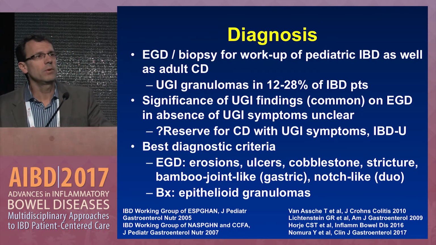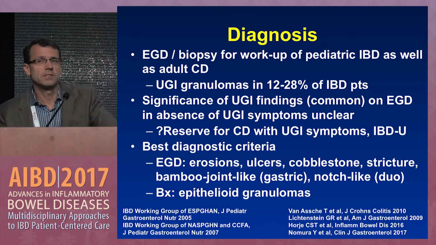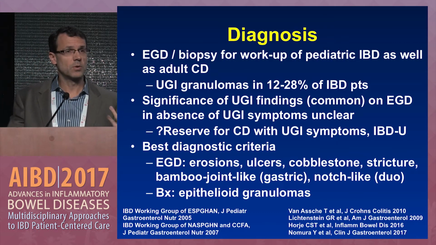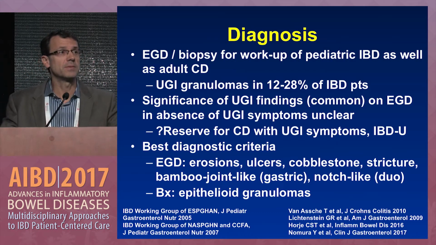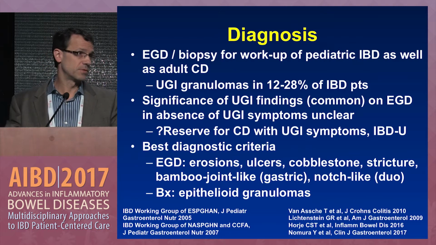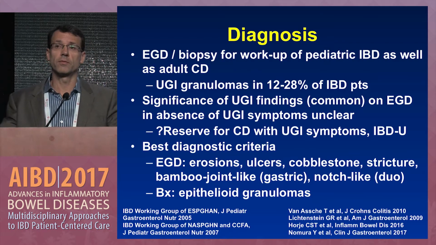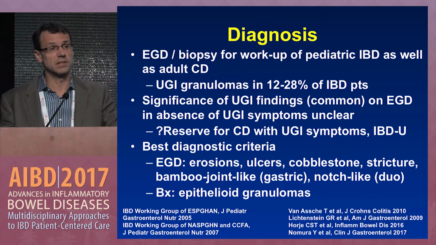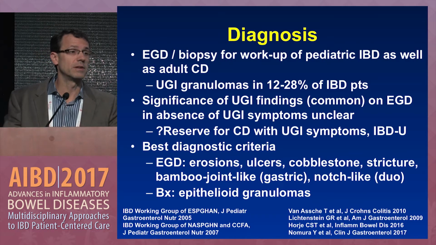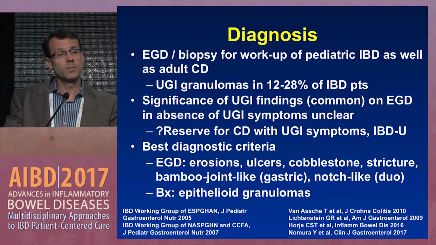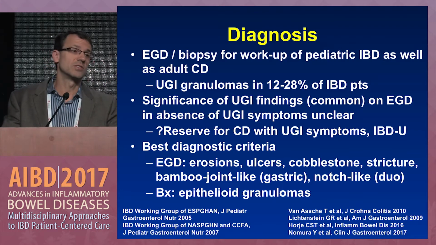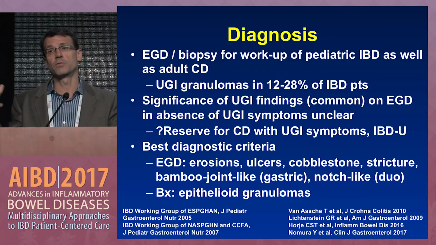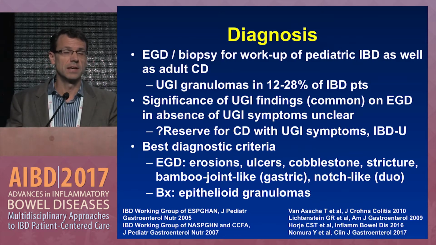So then, how do we diagnose Crohn's disease of the stomach and duodenum, which can be a little bit tricky? So first of all, I just want to mention that upper endoscopy with biopsy is recommended by some societies for the workup of all IBD in pediatrics or the workup of all Crohn's disease in adults. The reason being that you can identify upper GI granulomas in 12 to 28% of patients who have inflammatory bowel disease, therefore making a diagnosis of Crohn's disease.